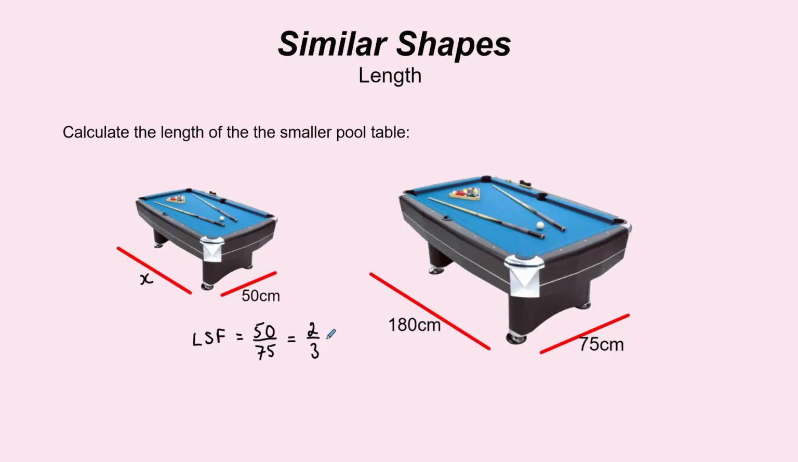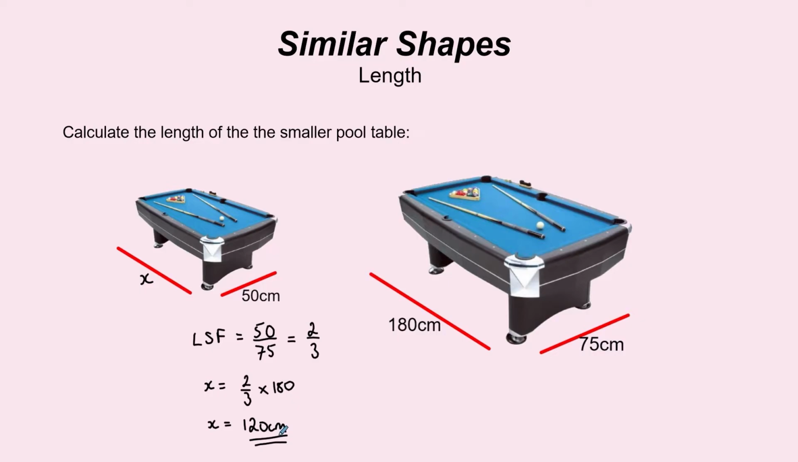Sometimes these will be calculator, sometimes non-calculator, so it's always good to practice that. What that's saying is the small pool table is 2/3 the size of the larger pool table. So x, our missing length, is 2/3 times 180. You could do that easily without a calculator: 180 divided by 3 is 60, times 2 is 120 centimeters, and that's your missing length for the pool table.